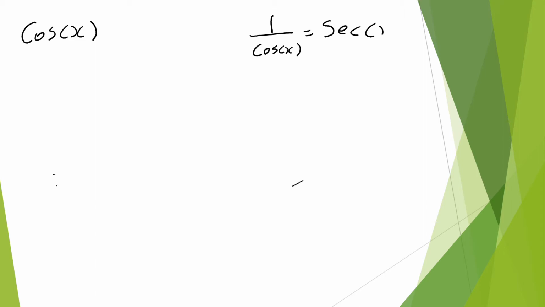So for example, the reciprocal of cosine x is 1 over cosine x, and it's called sec x. So it's a new trig ratio that you're learning this year. The reciprocal of sine x is 1 over sine x, and it's called cosec.